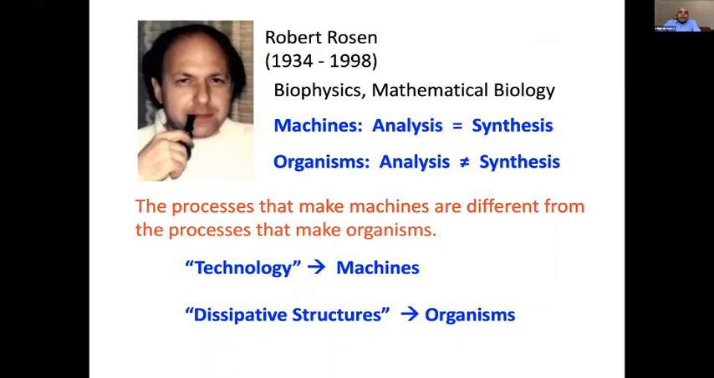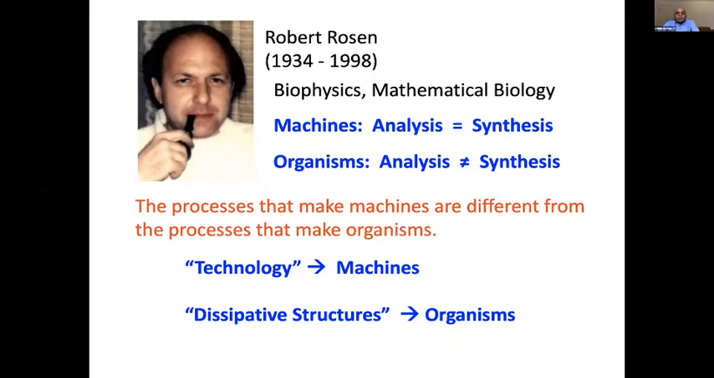This question was pondered over by Robert Rosen, who is a biophysicist and mathematical biologist. And he has made some very insightful remarks that I greatly benefited from reading his book. It's called Essays on Life Itself. Rosen pointed out the following about machines and organisms. If you break apart a machine and take a look at how it functions, you kind of know how to build one too. So if you analyze the way it works, you also gain a knowledge of how to synthesize a machine, how to put together a machine.